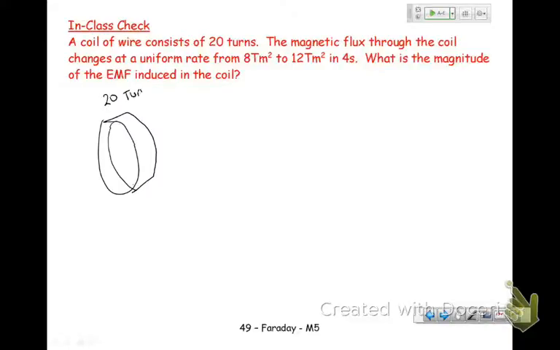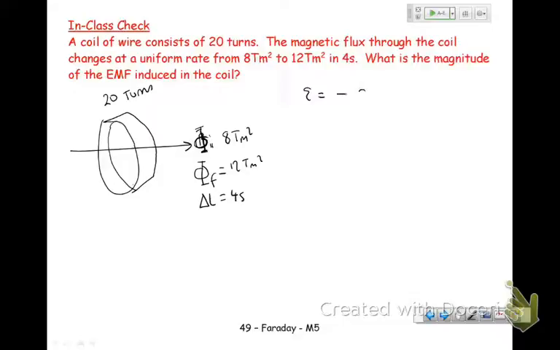20 turns. My flux goes from flux initial equal to 8 Tesla meter squared to flux final equal to 12 Tesla meter squared. My delta T is equal to 4 seconds. So my flux is increasing in time. What's the EMF? EMF is equal to minus d phi by dt.